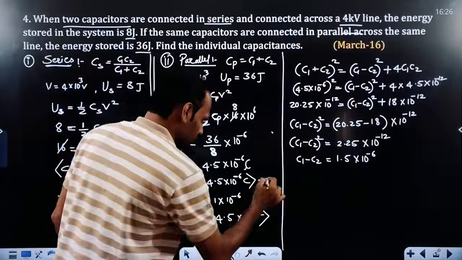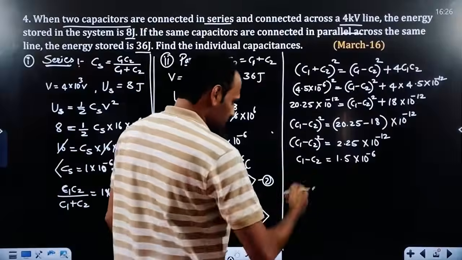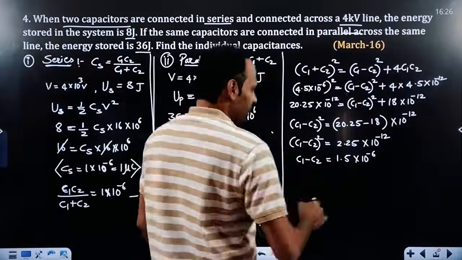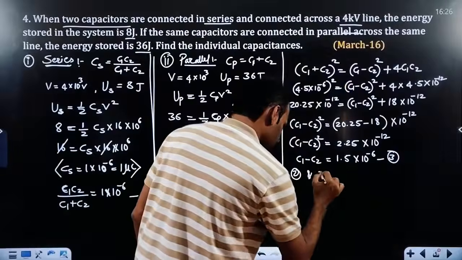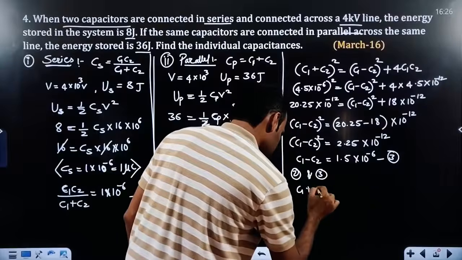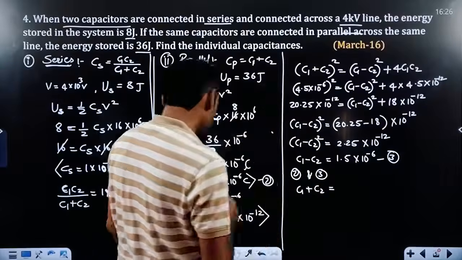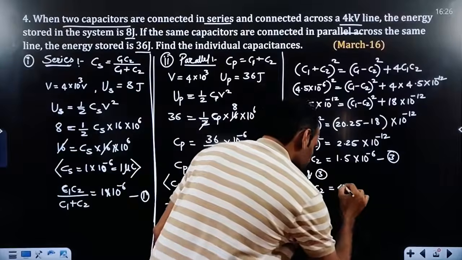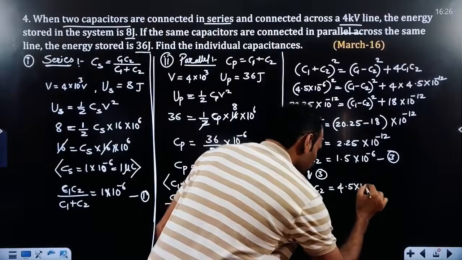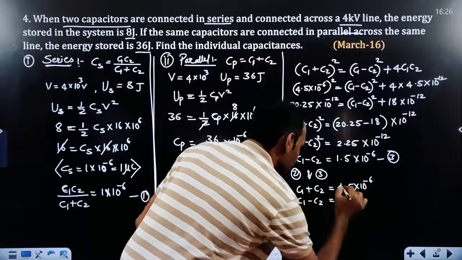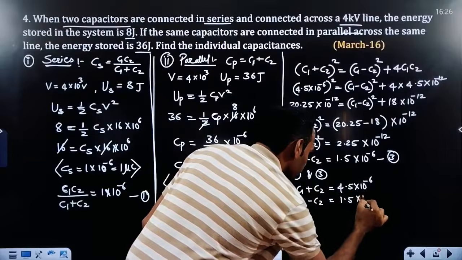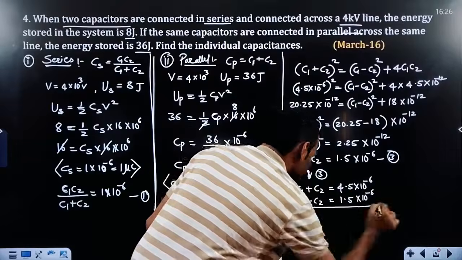You should name this as equation number 2, and this as equation 3. Solving equation 2 and 3. C1 plus C2 is equal to 4.5 into 10 raised to minus 6. C1 minus C2 is equal to 1.5 into 10 raised to minus 6. This much we have, correct?